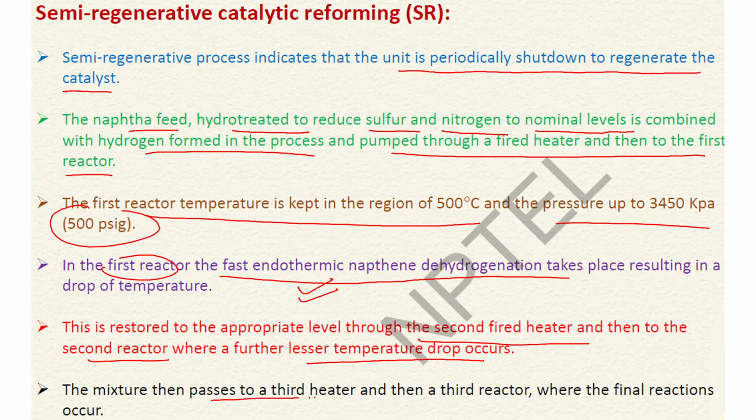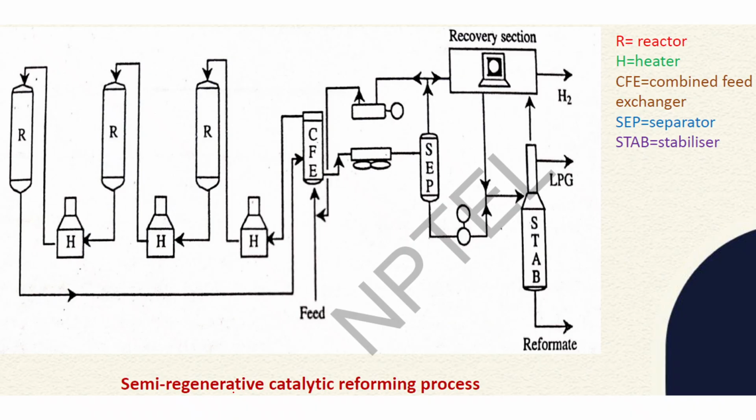The mixture then passes to a third heater and then to a third reactor where the final reaction occurs. If sometimes we don't get the desired properties of the reformate, the desired octane number and desired yield at the end of the third reactor, then sometimes a fourth reactor is also added in the series. So this is the SR reactor process.